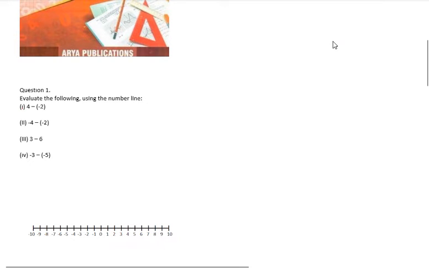Question number 1 says, using the number line, do the following subtraction. It's 4 minus of minus 2. When there's a minus sign before the bracket, we write plus, or we change the sign inside the bracket, which is minus 2 becomes plus 2. So the question is 4 plus 2. On the number line I have 4, and plus 2 means move towards the right side. So the answer is 6.